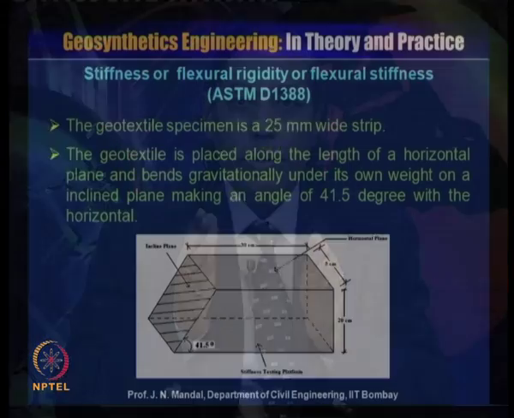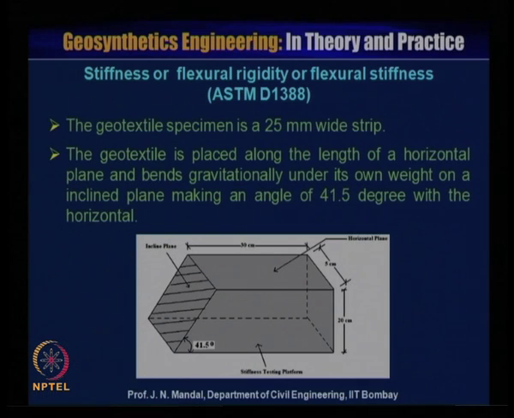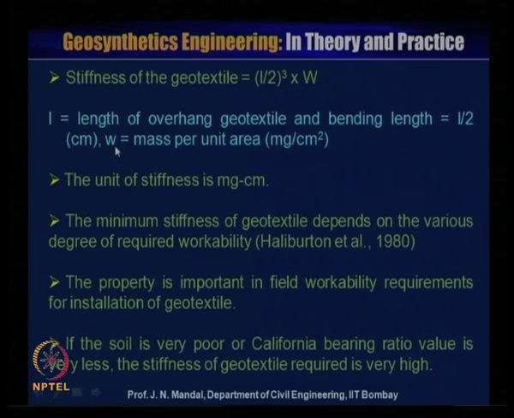Now the stiffness, or flexural rigidity or flexural stiffness, as per ASTM D1388. The geotextile specimen is a 25 millimeter wide strip, placed along the length of a horizontal plane, and it bends gravitationally under its own weight on an inclined plane making an angle of 41.5 degrees with the horizontal, and then you can measure the stiffness of the geotextile.